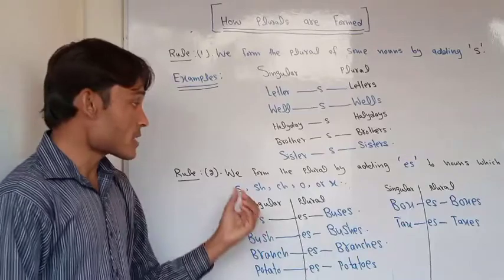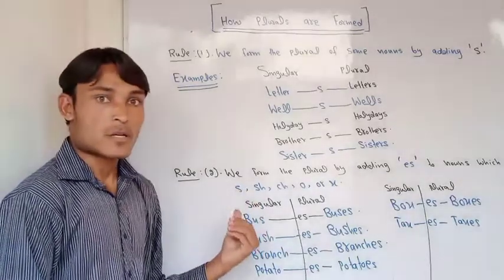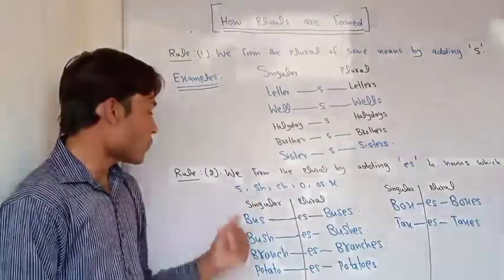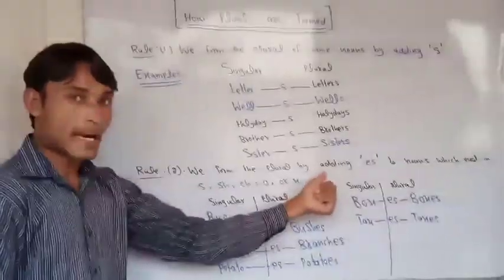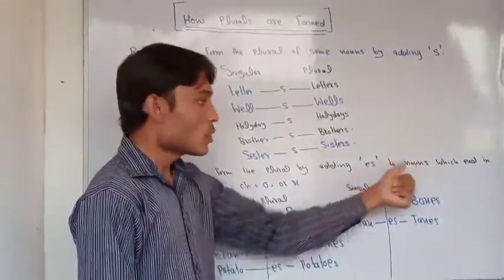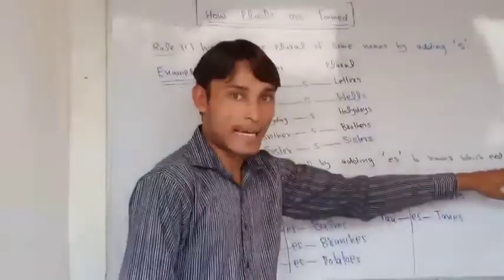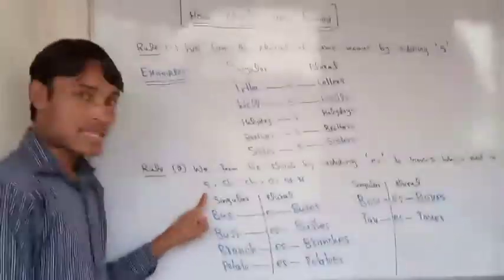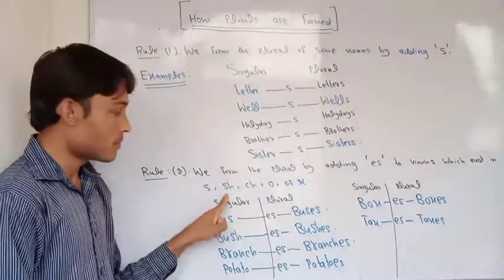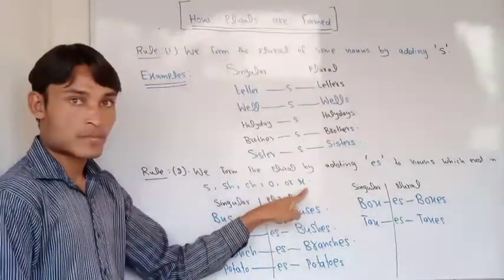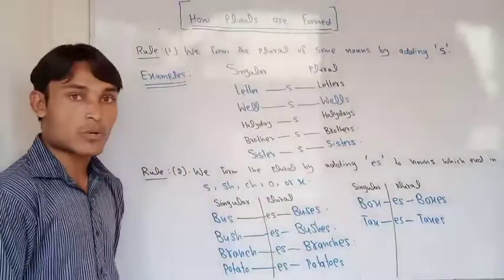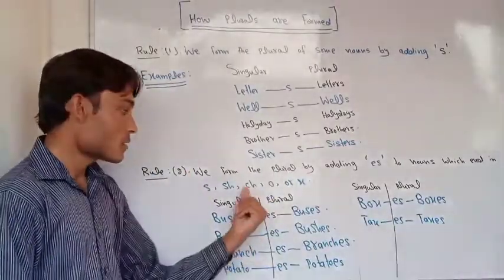Now, what is the second rule to convert singular noun to plural? So we have the second rule, that is we form the plural by adding es to nouns which end in s, sh, ch, o, r, x. So now let's talk about examples of these letters.